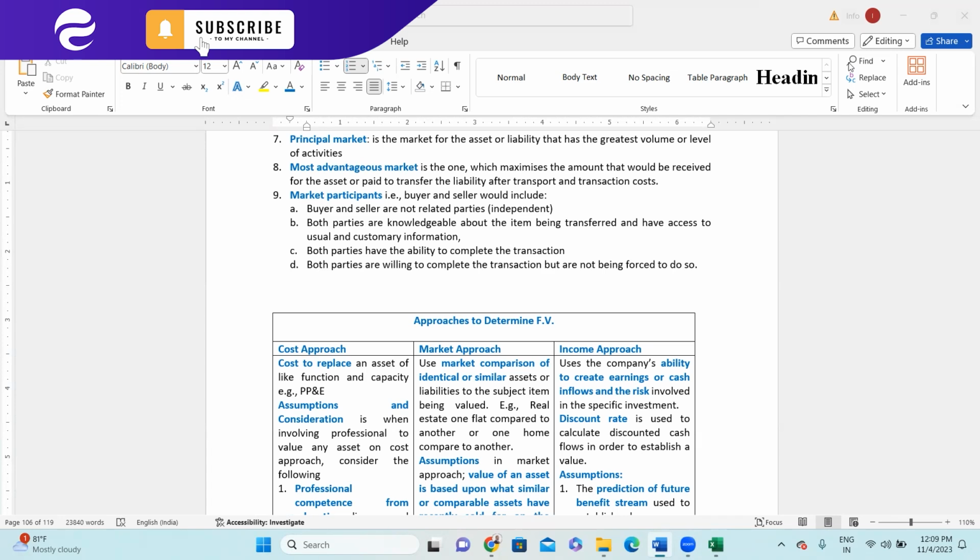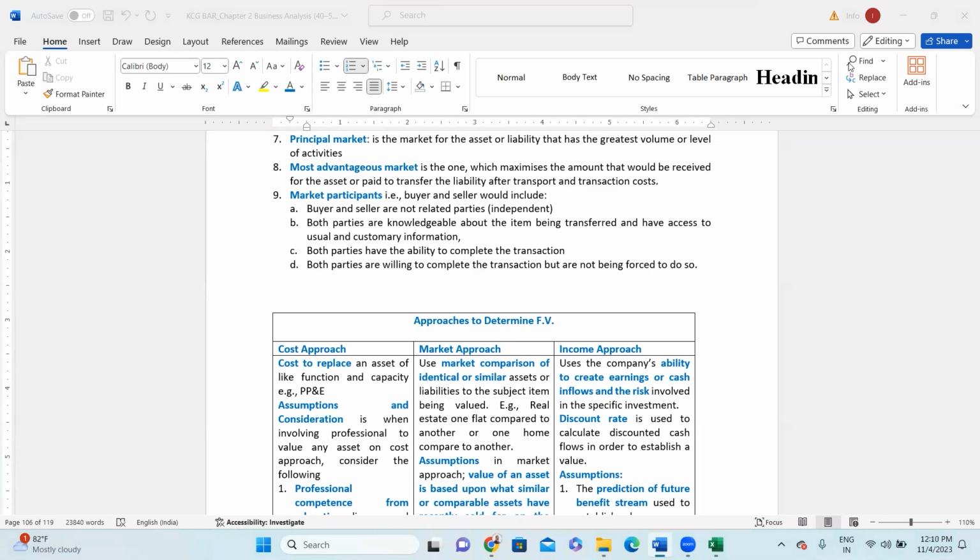Third is both parties have the ability to complete the transaction. That means none of them is a minor, none of them is of unsound mind, none of them is bankrupt so that they cannot do the transaction. Both parties are major and of sound mind and not bankrupt, hence they can both do the transaction. The last one is both parties are willing to complete the transaction but are not being forced to do so. Both parties have willingness to do the transaction, but there is no undue influence.